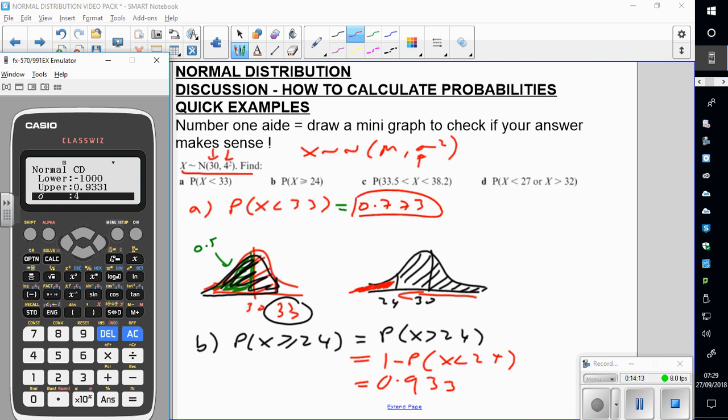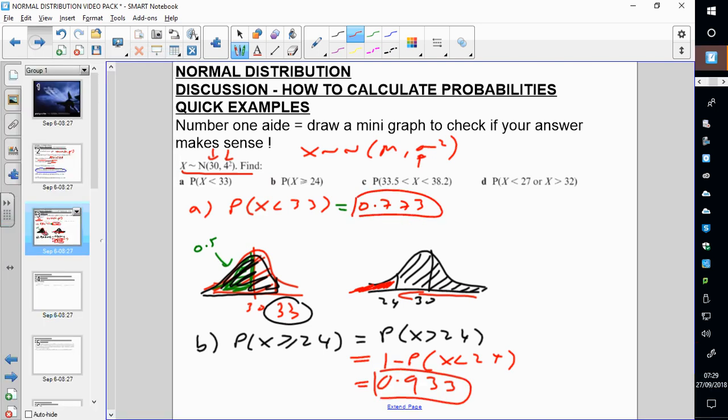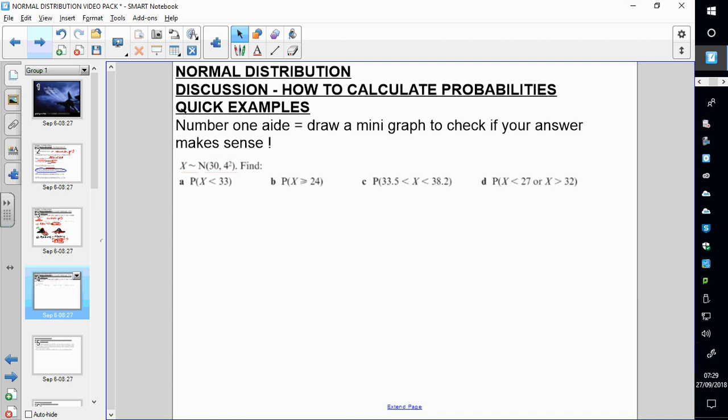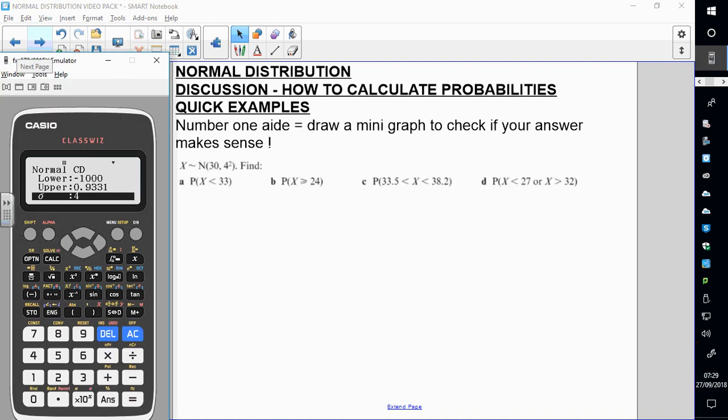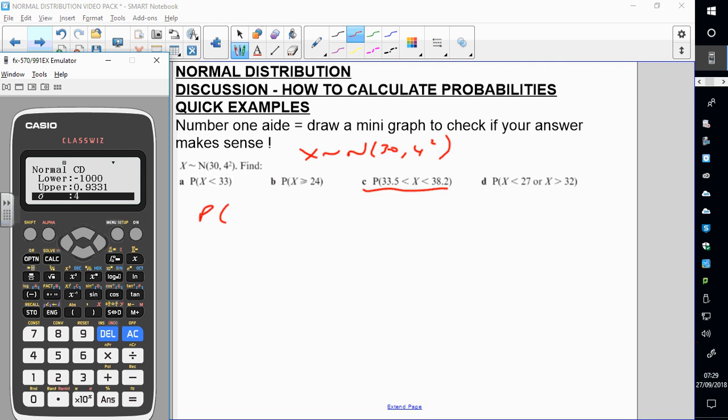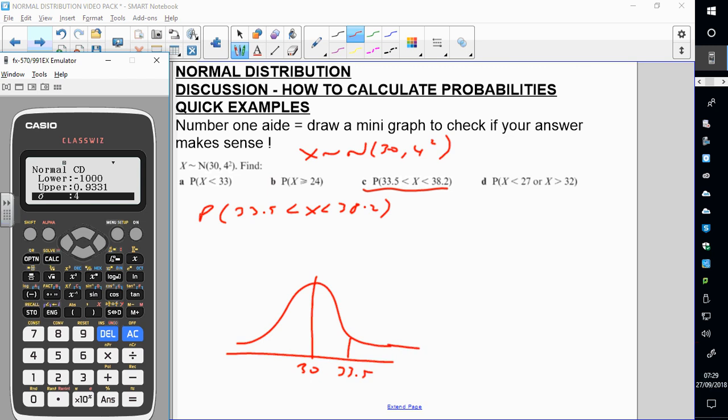Okay, so we're boxing our final answers. And we've got 2 more examples. So again, I bring up my calculator here. So this time, remember we've still got x is normally distributed, mean 30, 4 squared, okay? And now we're here. So probability of 33.5 less than x less than 38.2. So again, we draw a picture. Here's our mean, 30. We've got 33.5, which is here. And we've got 38.2, which is here. So it's all to the right of the mean, okay?